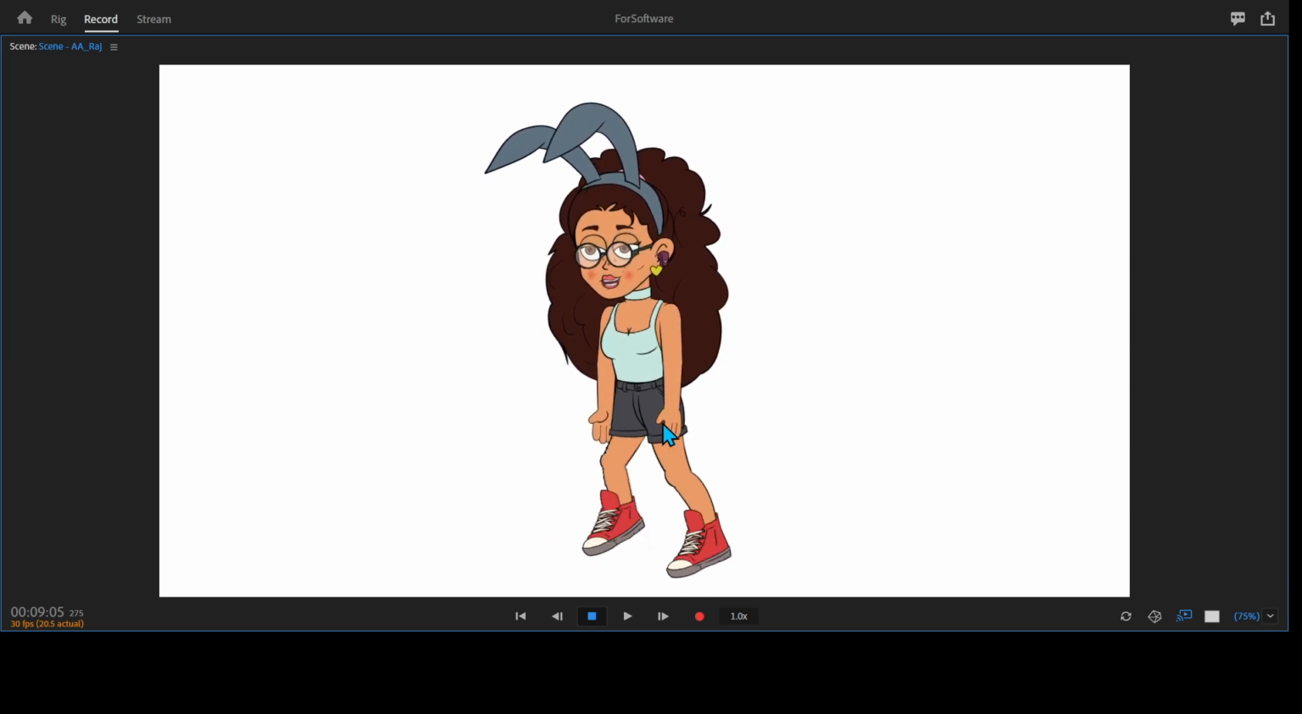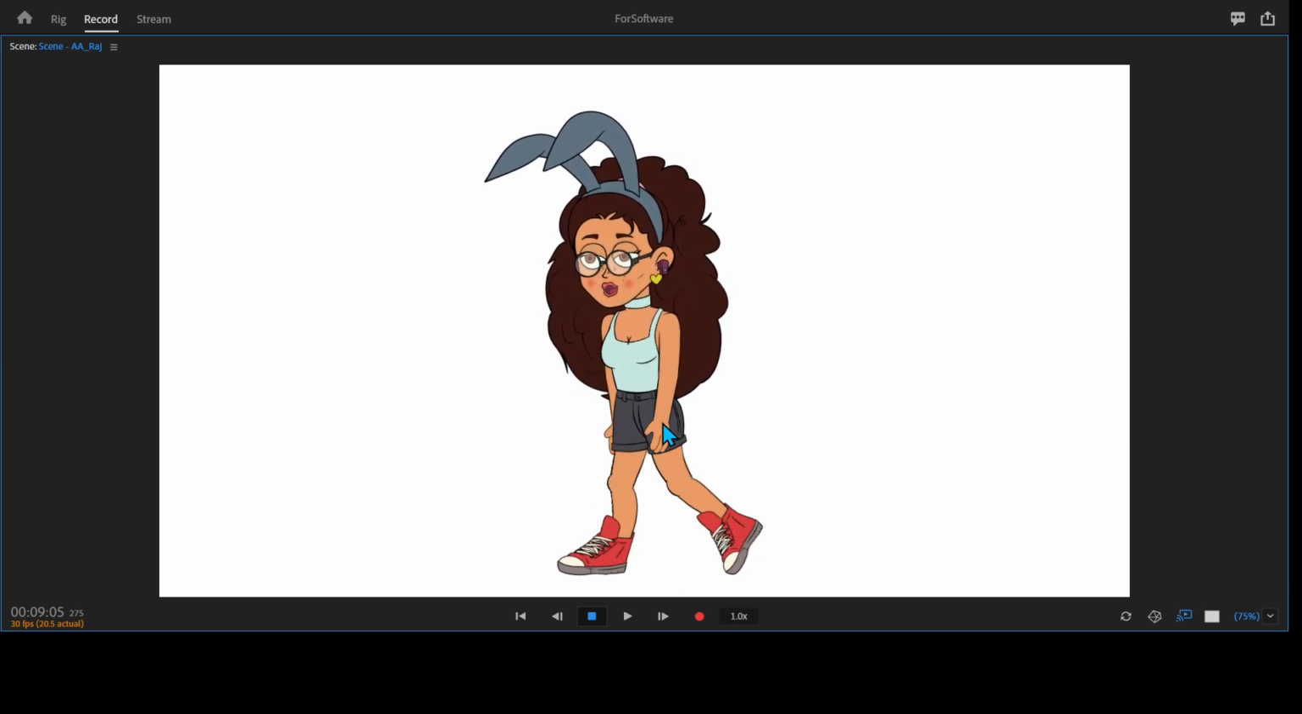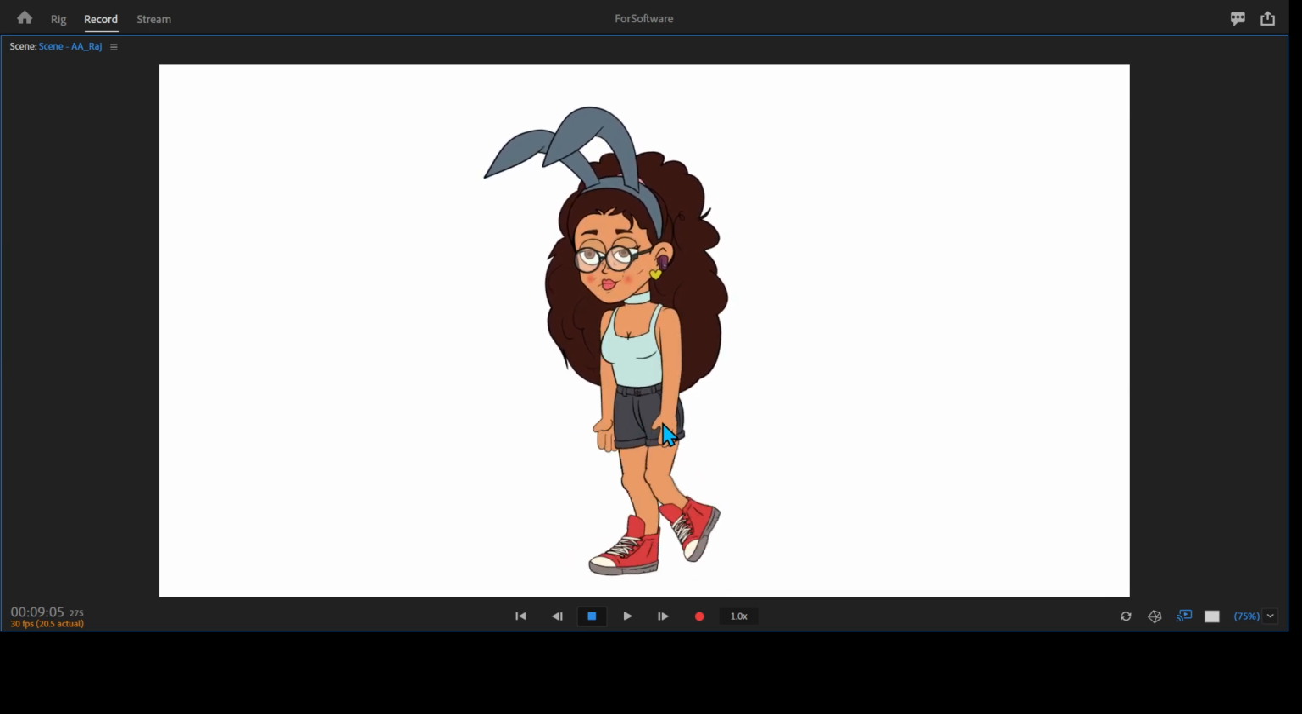So all you need to do is press P. When you press P, you get your character to start moving. The arms will start moving, so she looks like she's walking.